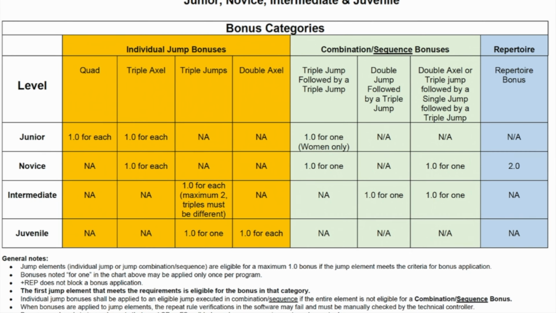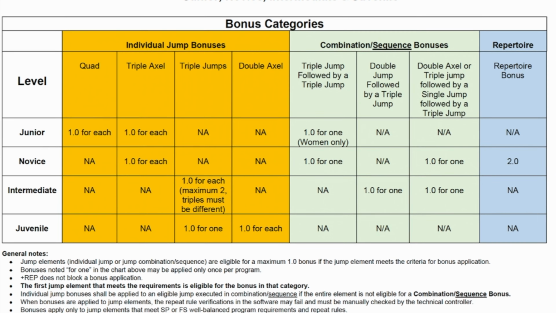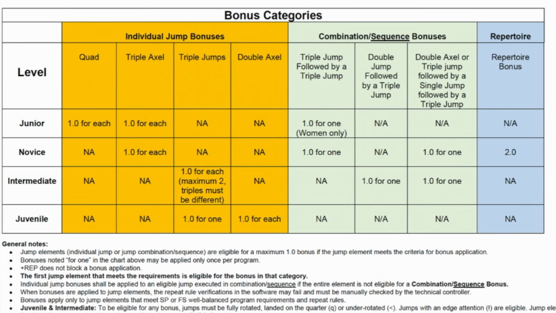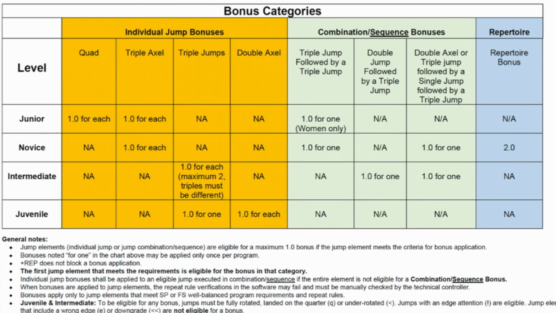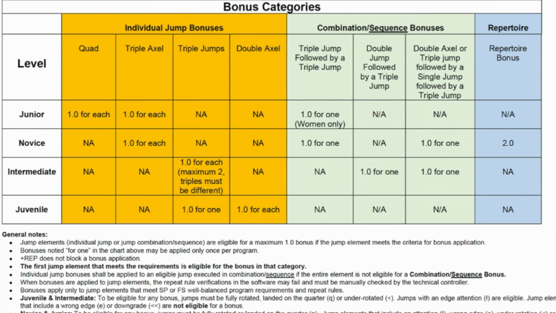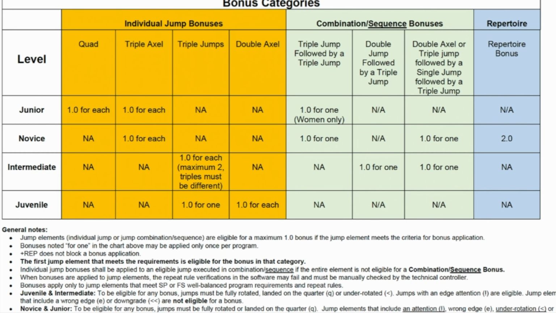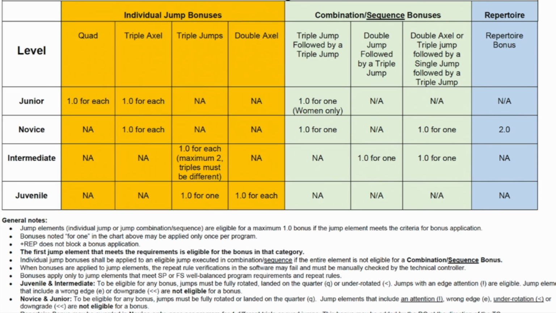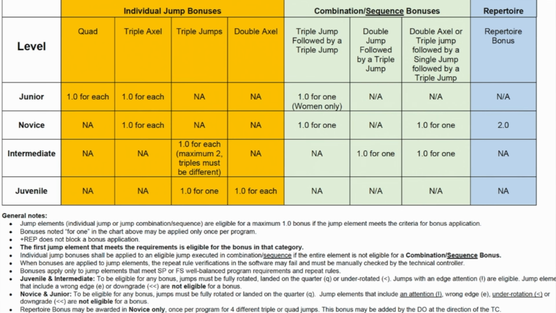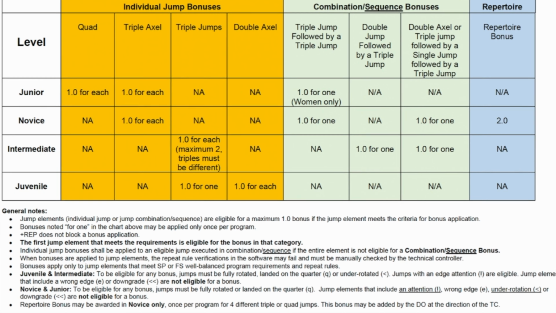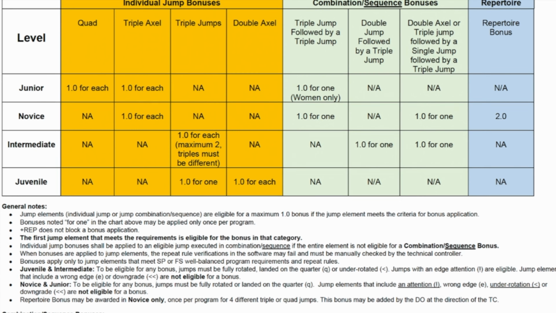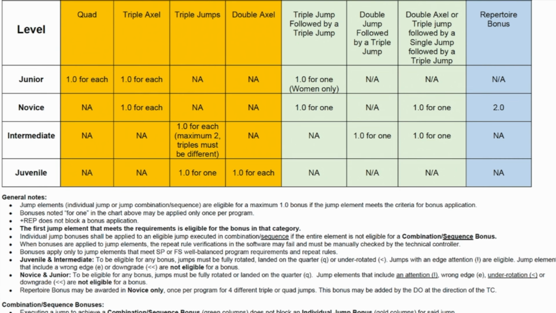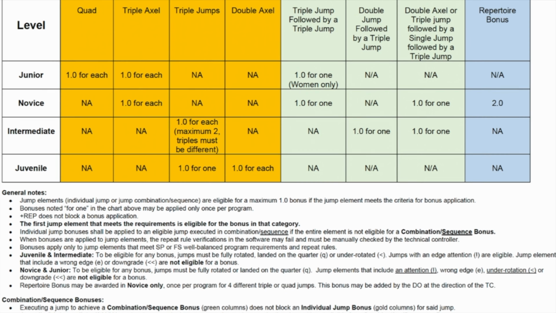The first jump element that meets the requirements is eligible for the jump bonus in that category. Individual jump bonuses shall be applied to an eligible jump executed in combination or sequence if the entire element is not eligible for a combination/sequence bonus. When bonuses are applied to jump elements, the repeat rule verifications in the software may fail and must be manually checked by the technical controller. Bonuses apply only to jump elements that meet short program or free skate well-balanced program requirements, and repeat rules.